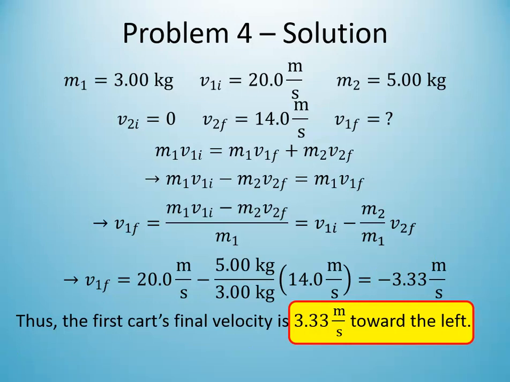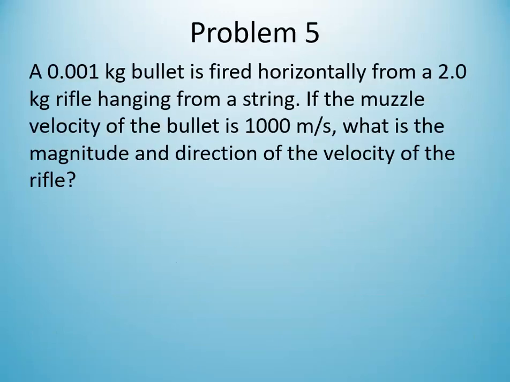So next, we have a situation that is pretty much identical to what we had with the man on the frozen pond. We have, in this case, a 1-gram bullet fired horizontally from a 2-kilogram rifle that's hanging from a string. So the question is, what's the magnitude and direction of the rifle's velocity just after it's fired?